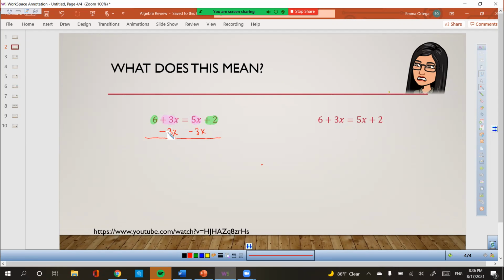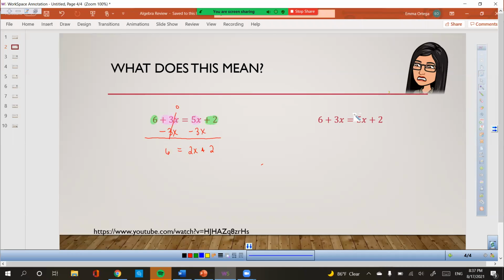The positive 3x minus 3x goes to 0, so we don't have to worry about it anymore. All I'm left with is 6 equals 2, and 5x minus 3x. I have 5x and I take away 3x. How many x's am I left with? I'm only left with 2x. And I bring down the rest, plus 2. Yay, so I already combined all my letters together, and now I have to combine all my numbers together.